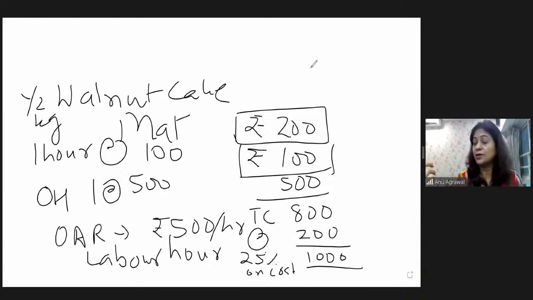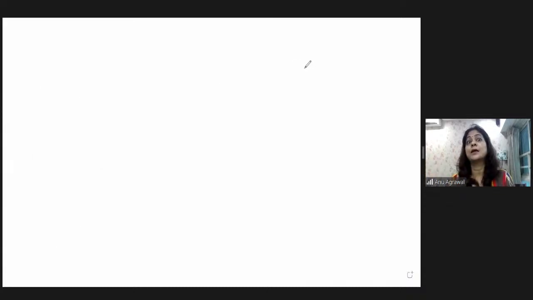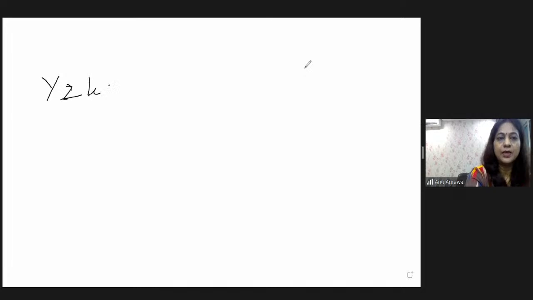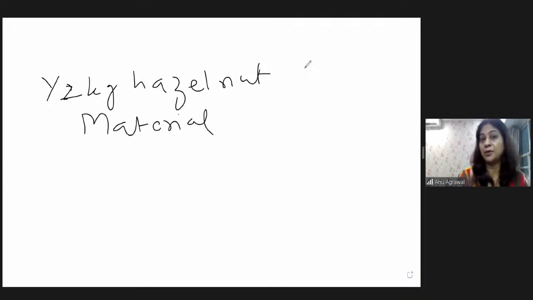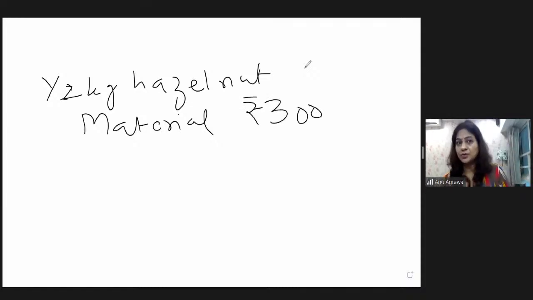Now I clear it. My next cake was a heart-shaped cake, and it was which cake? I forgot. Hazelnut cake. Now a half kg hazelnut cake. The specific characteristic of a hazelnut cake would be the material, which will require hazelnuts. Let's say it is 300 rupees. I don't know the cost, I'm just doing it arbitrarily. So don't get into, ma'am, hazelnut is cheaper than walnut. I'm being just abstract, right? So 300 rupees of hazelnut, egg, cream and whatever I'll be requiring, for a half kg cake.